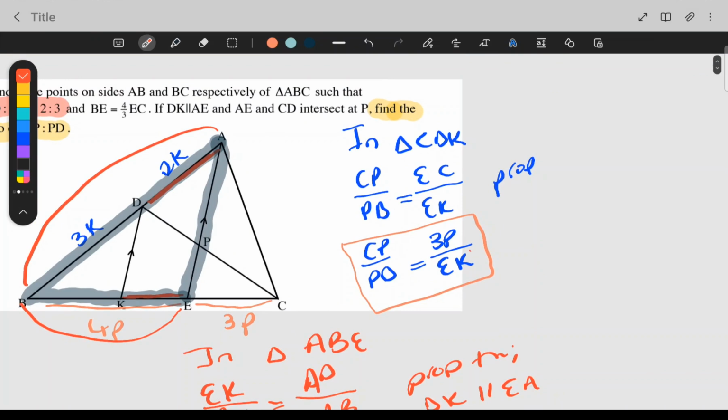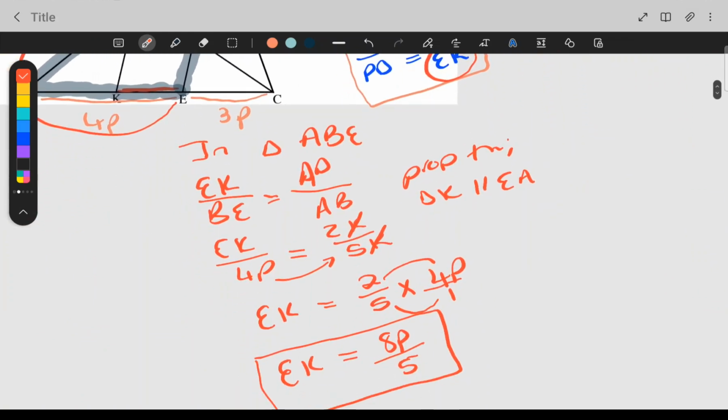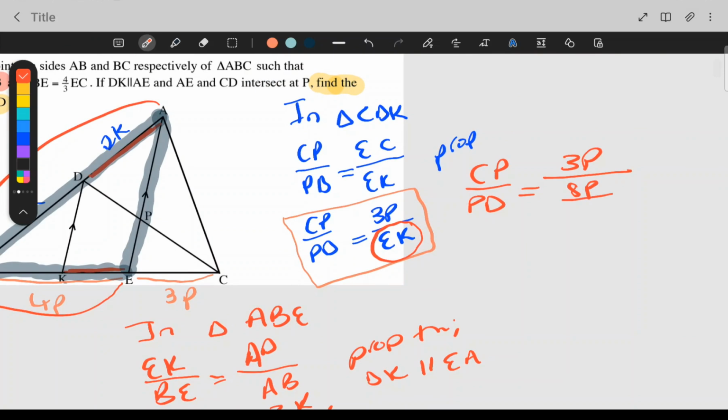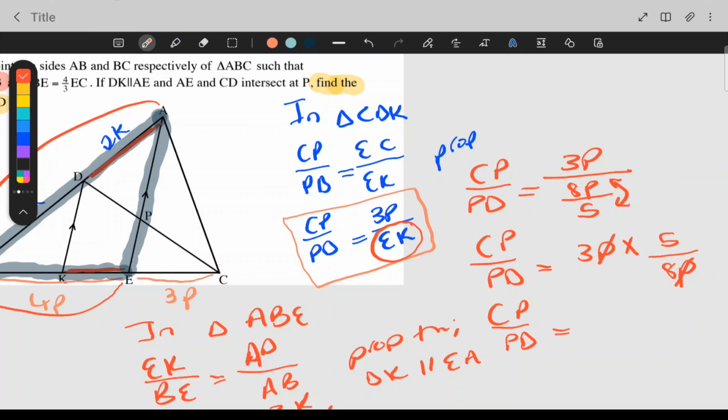So I'm going to use this now. EK is 8P over 5. So here, where I had EK, I'm going to write CP over PD is equal to 3P over, now I just worked out EK, 8P over 5. So CP over PD is the 3P on top times, I'm not going to divide. When I times, they switch around. So 5 goes on top and 8P goes to the bottom. So CP over PD, this P and that P will cancel. 3 times 5 is 15 and this is over 8. And now I have a ratio without a P and a K. So the final answer is CP over PD is 15 over 8. And that's how you would do that question.